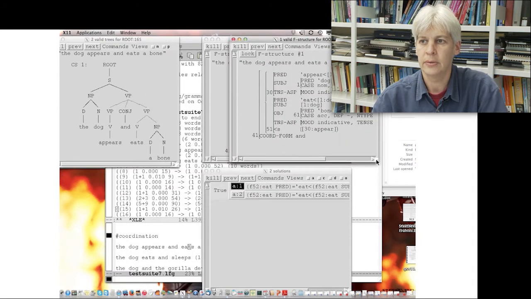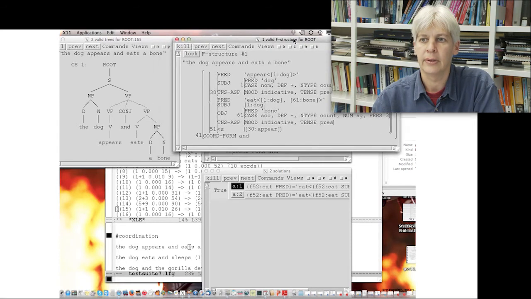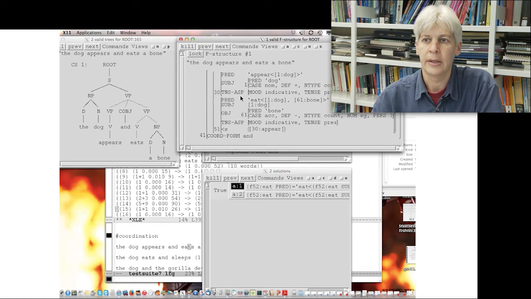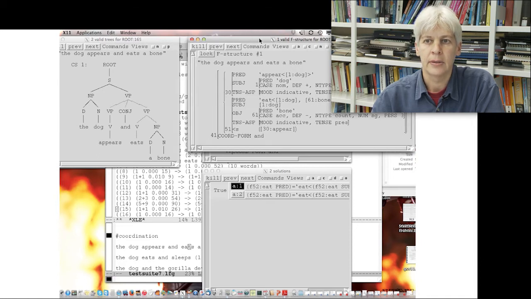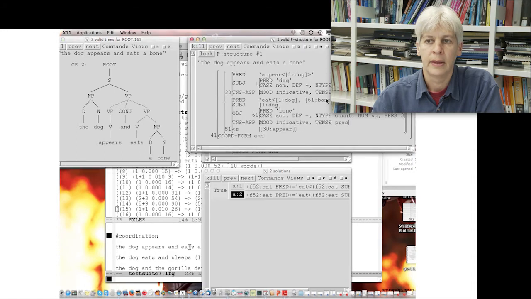That looks pretty good too. We have a coordination, appear dog and eat dog bone. That actually looks good too. So let's look at the other tree. That looks like the kind of analysis we want. It has a VP and eats a bone. That's all good, and the F structure is good too.